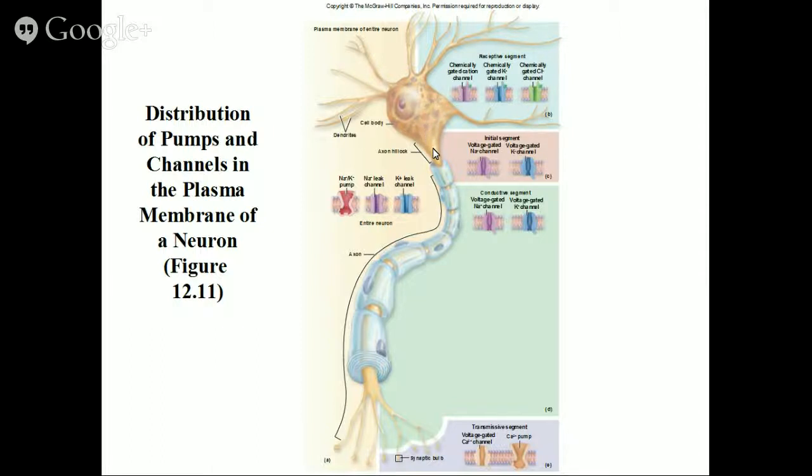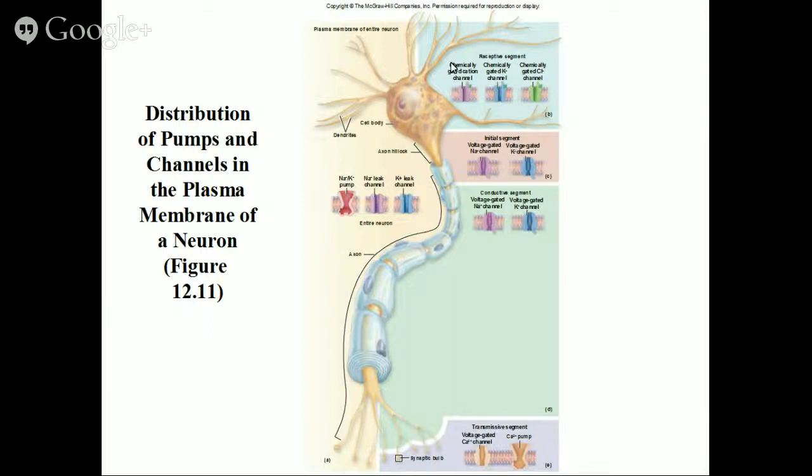The place where we have the graded potential, which is what leads up to an actual action potential, is the axon hillock. The actual action potential is going to travel down the axon and terminate at the synaptic bulb or synaptic knob, where we will then transmit neurotransmitters to the postsynaptic cell. So with all that being said, let's go back up here to the top.